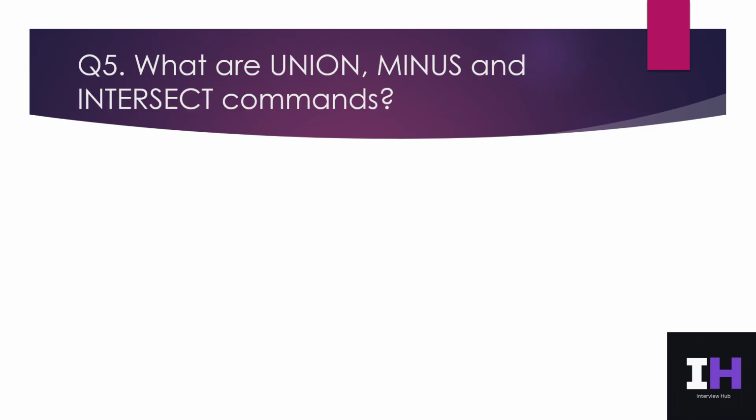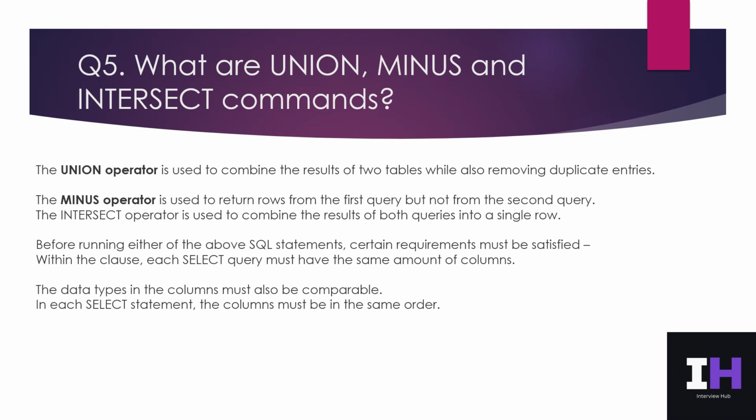Q5. What are union, minus, and intersect commands? The union operator is used to combine the results of two tables while also removing duplicate entries. The minus operator is used to return rows from the first query but not from the second query. The intersect operator is used to combine the results of both queries into a single row.